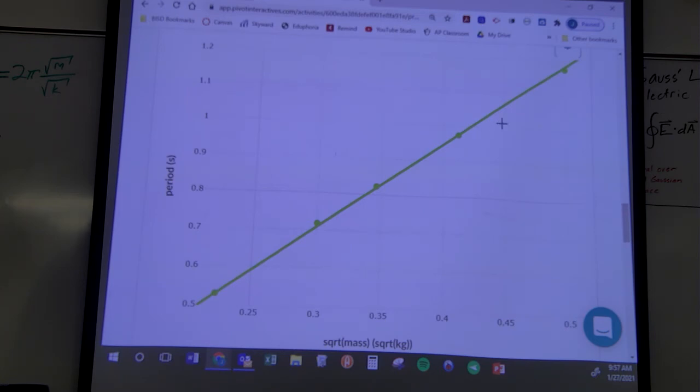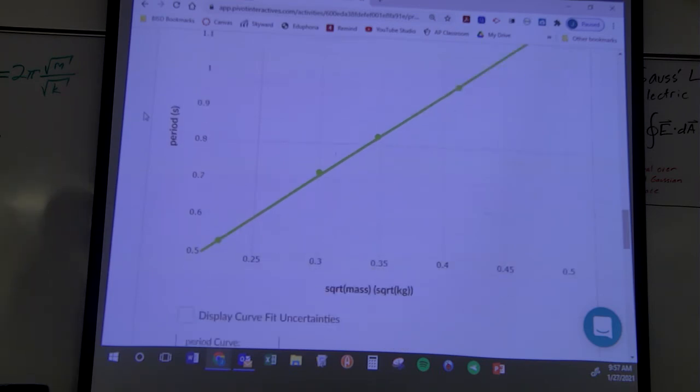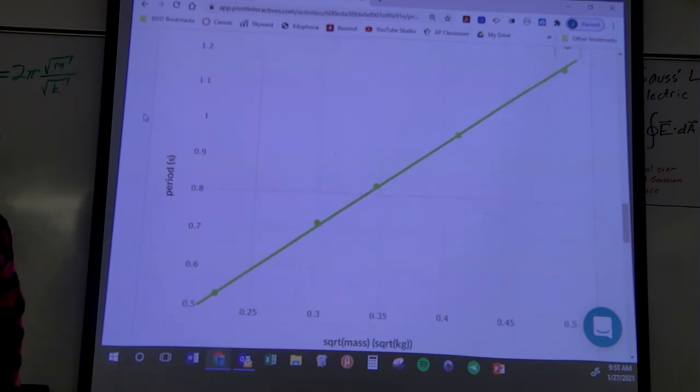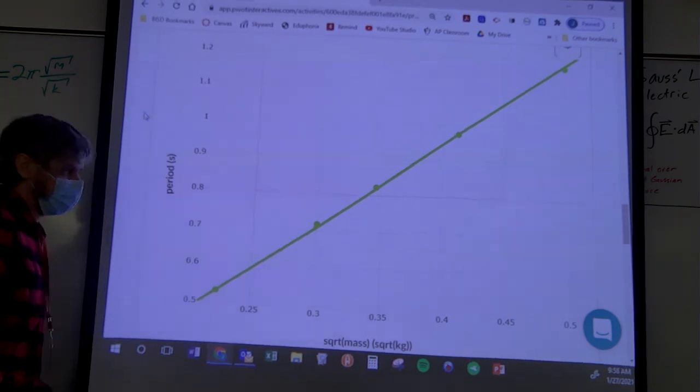Let me actually look. No, that's pretty good. So now, obviously, this is linear. And we did this for a reason. We did this because of this slope. This particular slope tells us something important.